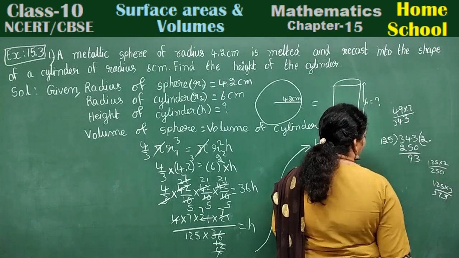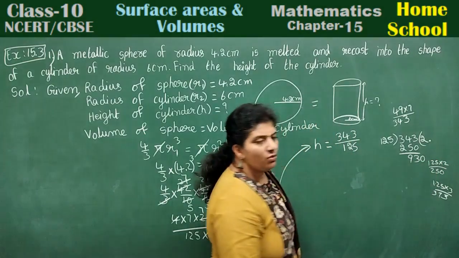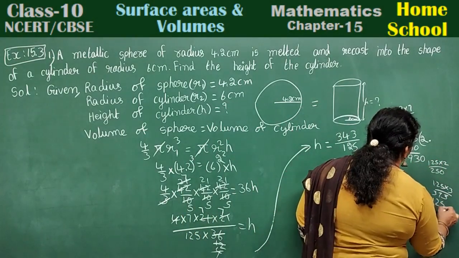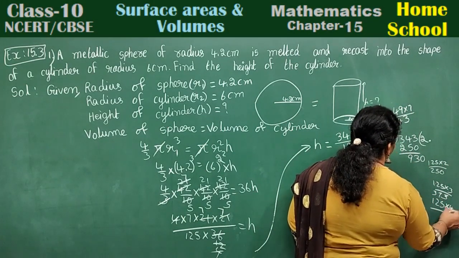Put a point here and take a 0. In the 125 table, where do you get nearer to 930? 125 fours are 5 fours are 20.